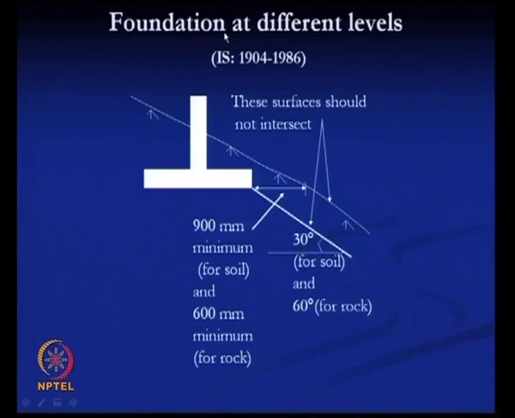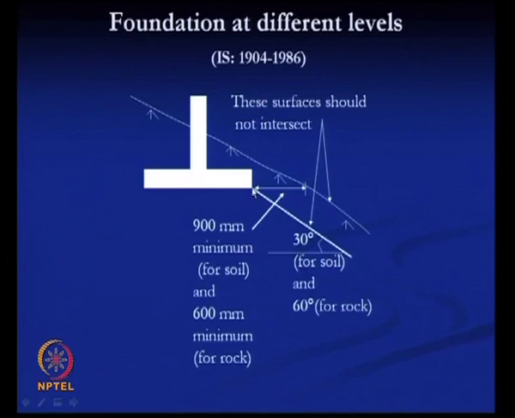Now, if the foundation is at different levels, suppose the foundation is on sloping ground, then also IS code IS 1904:1986 recommends different conditions. So, we also have to satisfy those conditions if this is sloping ground. Suppose this is the foundation, and this is the sloping ground where we can place this foundation.